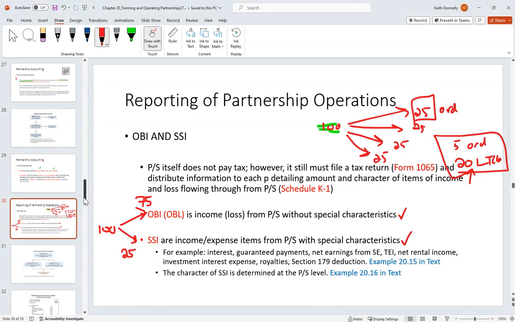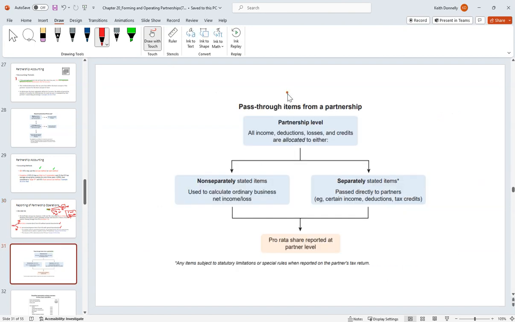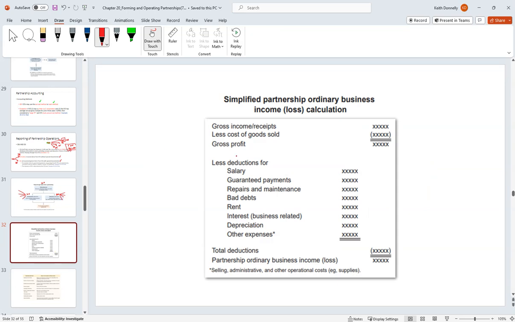This manifests, so here's a high level. We have 100,000 of partnership level income. Hey, 30 of that is separately stated items. 70 of that is non-separately stated. What we then do is push it out to the owners based on our profit and loss sharing ratios. That's this item here. Here's showing you ordinary business income or loss. You'd see this calculation on the 1065.